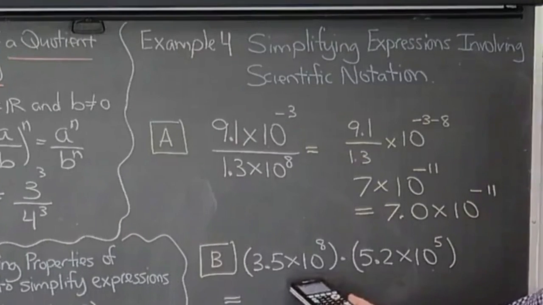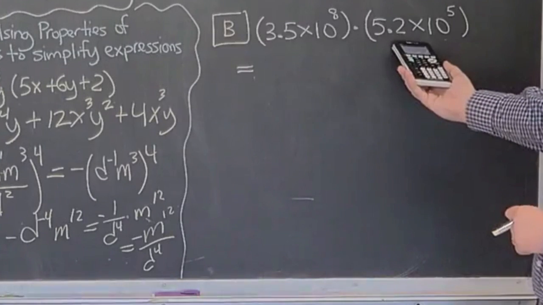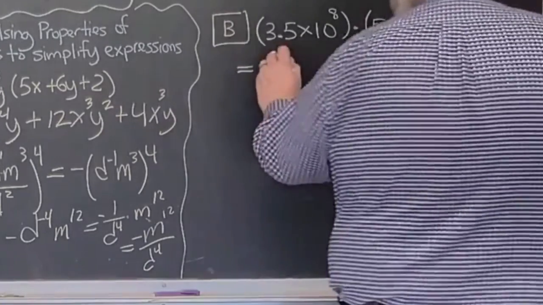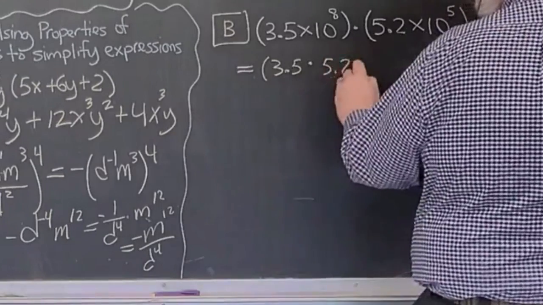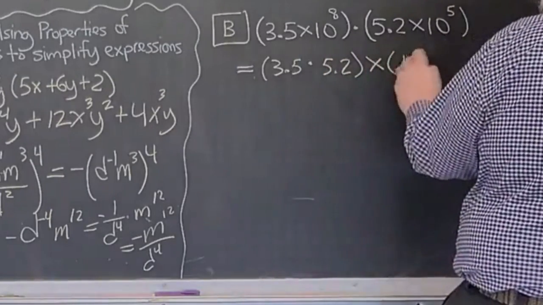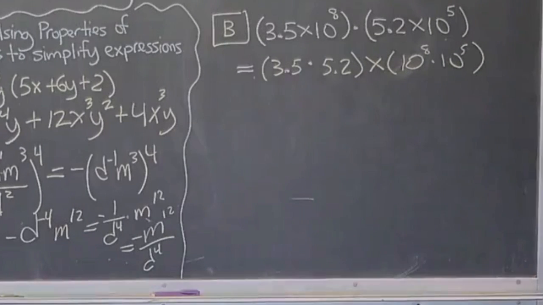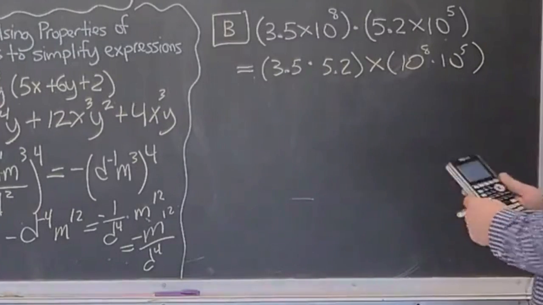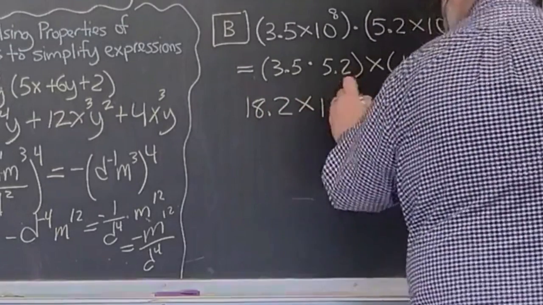Now I have 3.5 times 10 to the 8th times 5.2 times 10 to the 5th. When you multiply the same base, you add the powers. And so this is 3.5 times 5.2 times 10 to the 8th times 10 to the 5th. So we're going to add the powers of 8 and 5 and get 13. Now let's take 3.5 times 5.2. We get 18.2 times 10 to the 13th power.